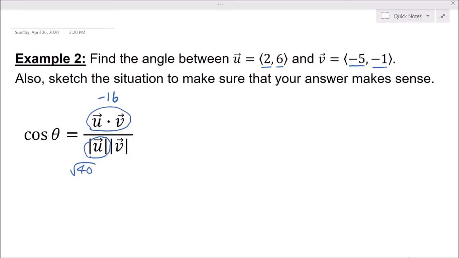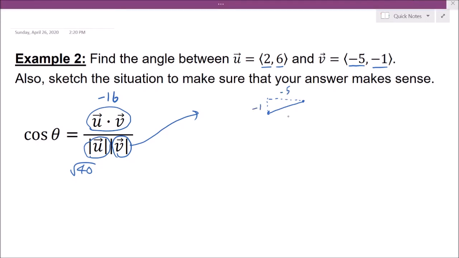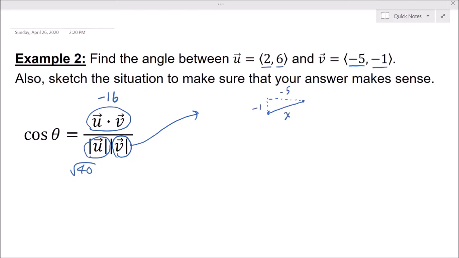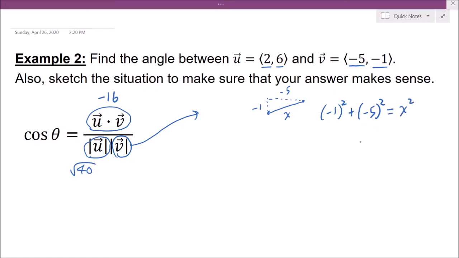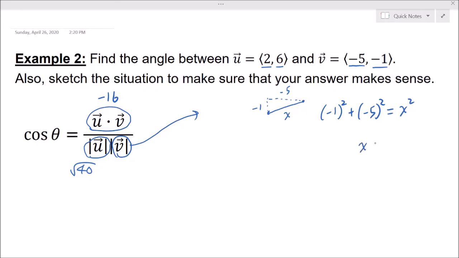And then similarly, let's find the length of v. So this one now. Well, the vector goes left 5, down 1, so it's a right triangle like this. Left 5, down 1, and again we're trying to find the magnitude. We have -1 squared plus -5 squared equals x squared. And if you do the same type of algebra we did earlier, you will get the square root of 26 is the length of v. Let's put that here.